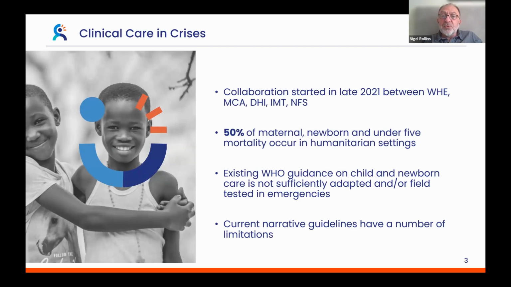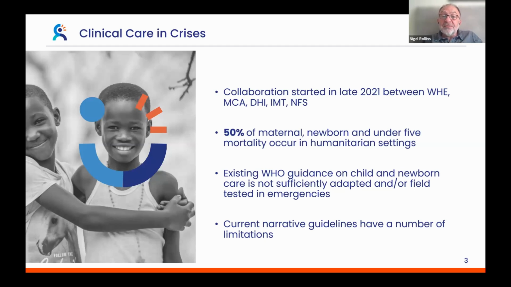It's a collaboration between 5 different departments, started in late 21, between ourselves and digital health, IMT, the science division, and our nutrition colleagues. And the reason for focusing, as Gillian was referring to, on child mortality and newborn mortality, is also the fact that about 50% of maternal, newborn, and under 5 mortality is now occurring in humanitarian settings, a place where access is often very challenging and difficult. Gillian made reference to WHO guidance, but very commonly, the guidance that we have is not actually adapted or even tested in those emergency or humanitarian settings. So it's a real blind spot and a challenge for us.